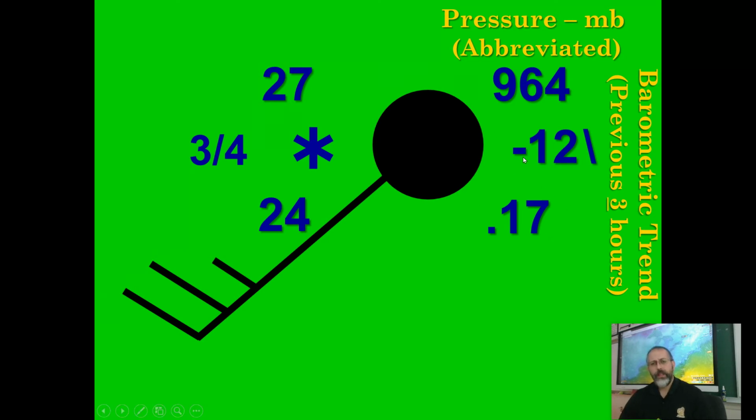And this one is what the pressure has been doing for the past 3 hours. It's a pressure trend. So since there's a minus sign here, it says the pressure has gone down in the last 3 hours. And it hasn't gone down 12 millibars. It's actually gone down 1.2. They leave out the decimal here. You have to put it back in. They also leave out a decimal up here and some stuff too. So we have to figure this out.